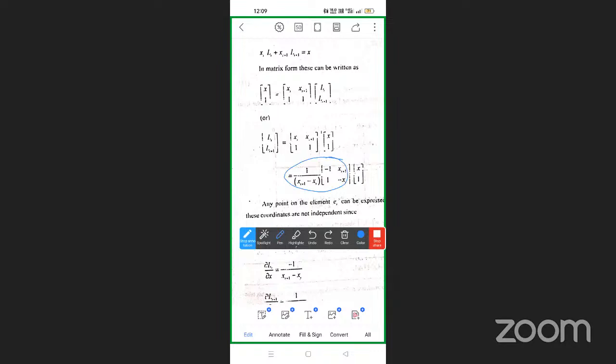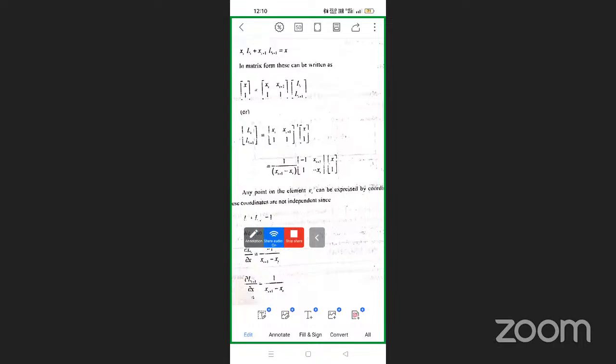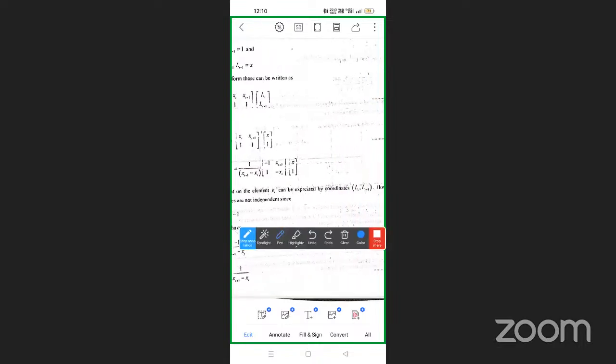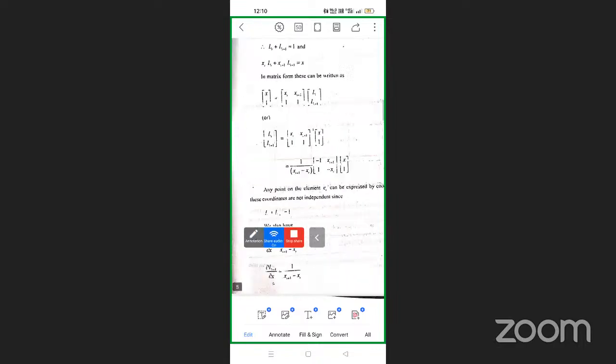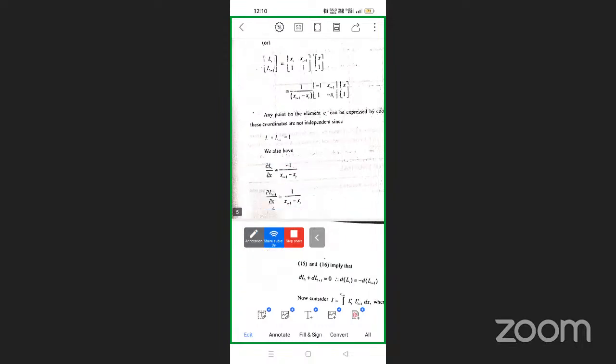A 2 by 2 matrix inverse at any point on the element E can be expressed by the coordinates Li, Li plus 1. However, these coordinates are not independent since Li plus 1 is equal to 1. We have, so differentiate on both sides, dLi by dx. So dLi by dx is equal to minus 1 by xi plus 1 minus xi. So dLi plus 1 by differentiation.